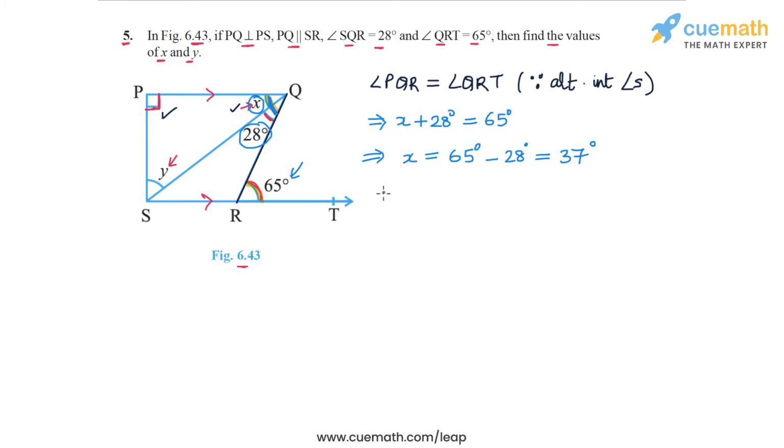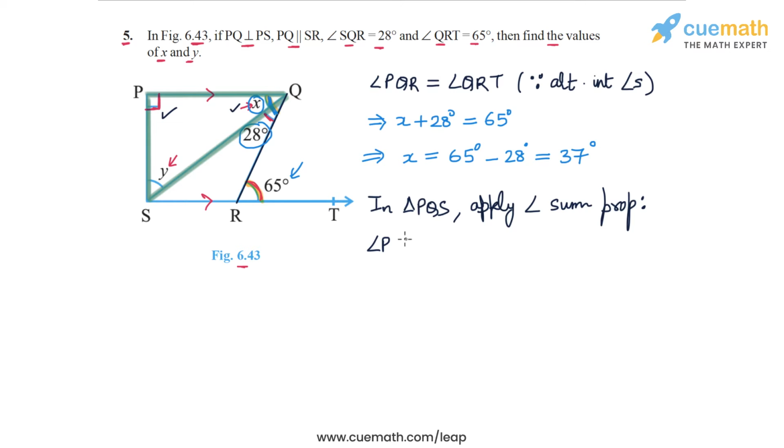Now let's apply in triangle PQS. In triangle PQS, let me highlight it for you. P, Q and S. So this is the triangle that we are considering now. We will apply the angle sum property in this triangle. So the sum of the three angles, angle P plus the angle at Q, which is angle PQS, and the angle at S, which is angle PSQ, the sum of these three should be 180 degrees.